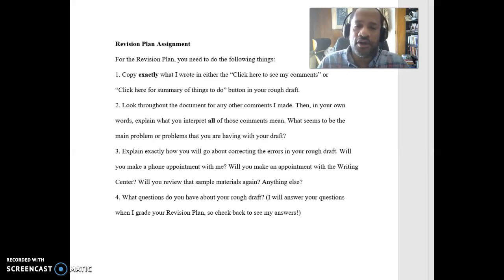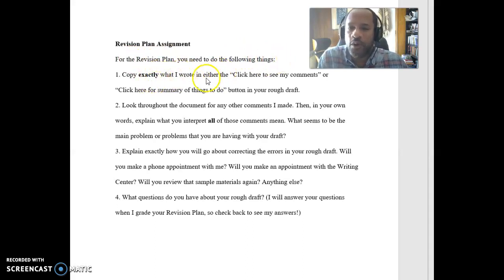So this is worth a certain number of points, right? There's a point value associated with you going through, looking at the comments that I put on your rough draft, and thinking about that so that you can think about what to do for your final draft. The revision plan assignment is in the Part 1 folder. It says in here for the revision plan, you need to do the following things.